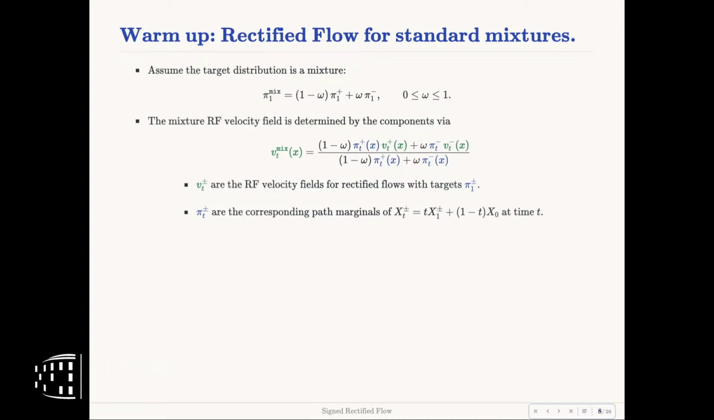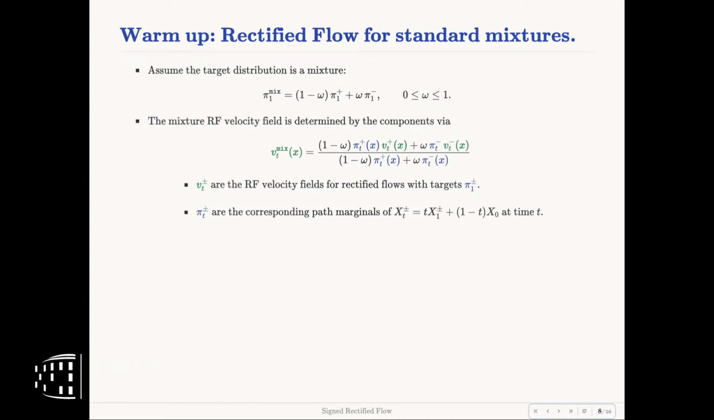So Vt plus minus is the velocity field that you would derive if your target distribution is pi plus or pi minus, right? And correspondingly, the pi t plus minus is actually the marginal distribution of the interpolation that you build for the positive and negative things, right? So you can build these two things individually for the positive and negative components, and then you ensemble them together, and this will give you the mixture velocity, right? So you can sort of see that it's simply a weighted combination.